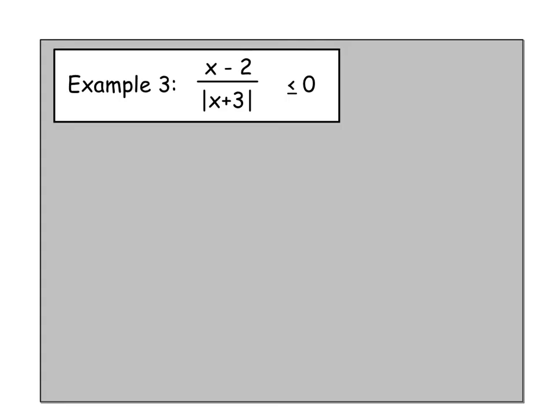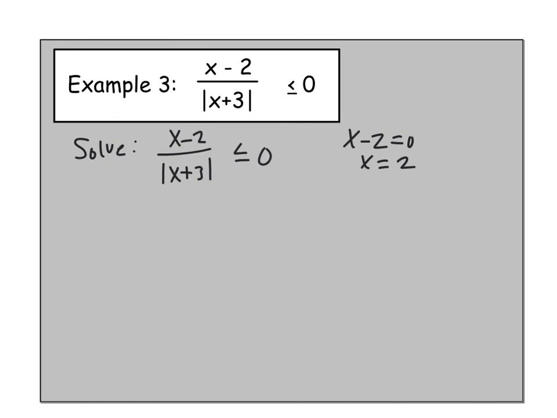All right, let's take a look at another one here. So here's example 3. X minus 2 over the absolute value of x plus 3 is less than or equal to 0. Okay, so let's solve it. Let's find those critical values. So x minus 2 over the absolute value of x plus 3 less than or equal to 0. Okay, so again, the solution to the equation, since it's a fraction, it would equal 0 whenever the numerator equals 0. So x equals 2 is going to make the thing equal 0. That's going to be one of our critical values.